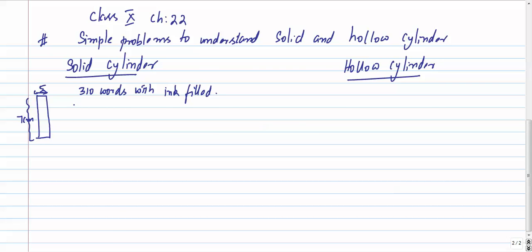So let me consider to simplify the case. How many words can I write with the ink of 200 centimeter cube? Are we clear about the question? The question says a fountain pen, if filled to the barrel, can write 310 words. And how many words can I write with a volume of 200 centimeter cube? And the answer has to be rounded to nearest to 100 words. How do we do this?